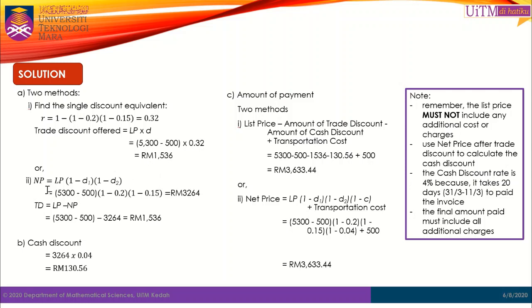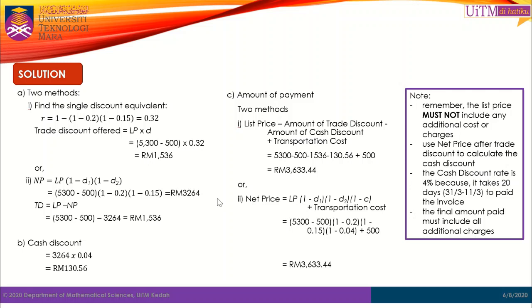Okay, and then there's also another solution. You can also use the direct solution without finding the single discount equivalent rate by using the net price formula. Okay, direct formula for the net price, that is LP (1 minus D1)(1 minus D2). So instead of using a single D, you have D1 and D2. So again, you find the NP to be 3264, and then take the difference between the list price and the net price, so you get the trade discount amount 1536, same as the previous method.